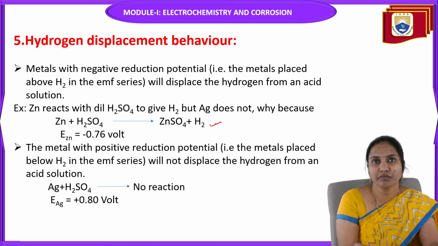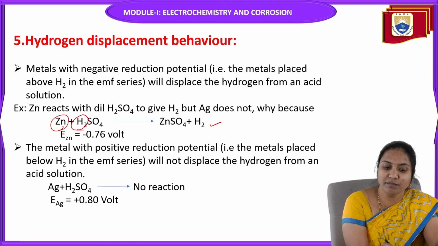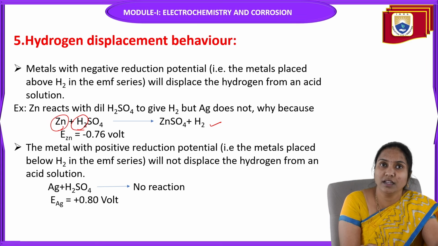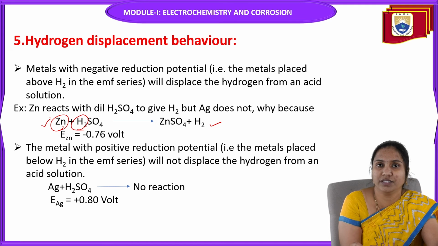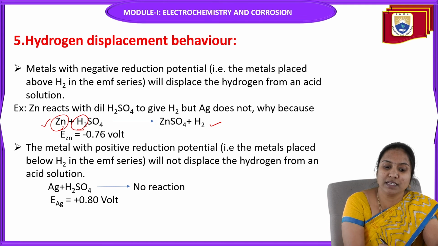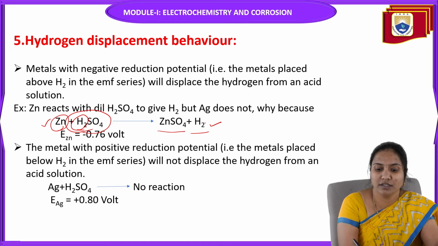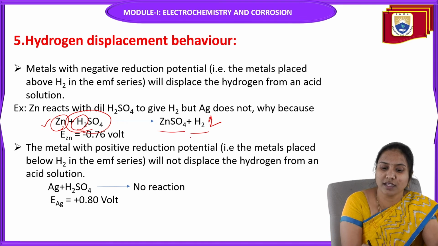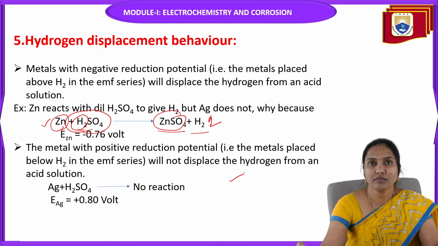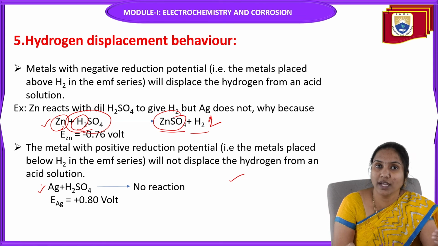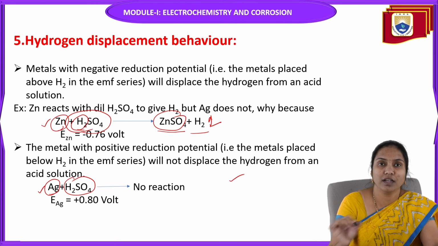For example, zinc easily displaces hydrogen from acid solution. Why? Because zinc is present above the hydrogen scale in this electrochemical series, so zinc has high reactivity. This metal easily displaces hydrogen from the acid solution, giving zinc sulfate and hydrogen gas. For example, silver is present below the hydrogen scale, so silver metal does not replace hydrogen from acid solution.